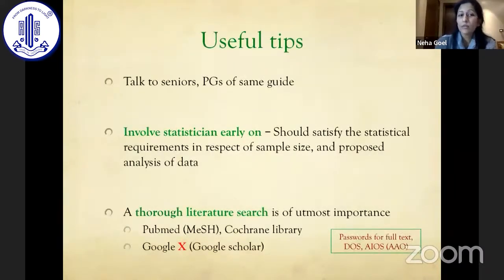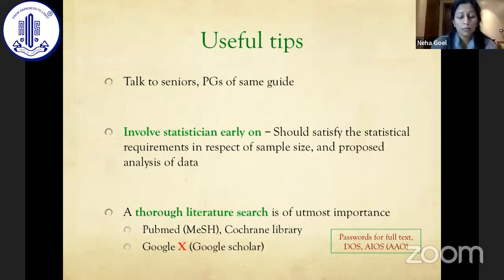Like I said, talk to seniors, talk to postgraduates of the same guide, because it's likely that you will get a topic in the same field, and involve the statistician early on. This is a mistake many people make, that they involve the statistician only when they start writing the thesis or interpreting the results. But you should consult a statistician earlier to decide the sample size and the test that you are going to use. And like I said, a thorough literature search is important.